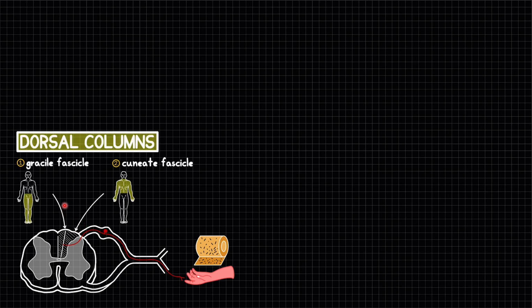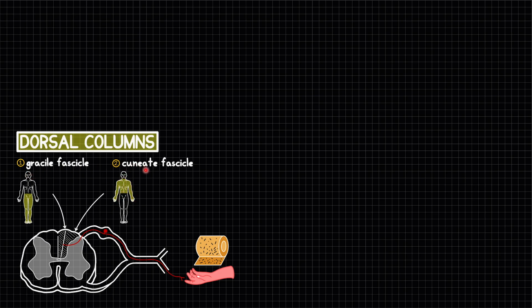Now, the dorsal columns are made up of 2 parts. The gracile fascicle, which is the more medial part of the dorsal column, and the cuneate fascicle, which is the more lateral part of the dorsal columns. Now, there is a functional difference between the gracile and the cuneate fascicles. Specifically, the gracile fascicle is responsible for mediating sensation of the lower limbs and the lower trunk, whereas the cuneate fascicle is responsible for mediating somatosensation of the upper limbs and the upper trunk.